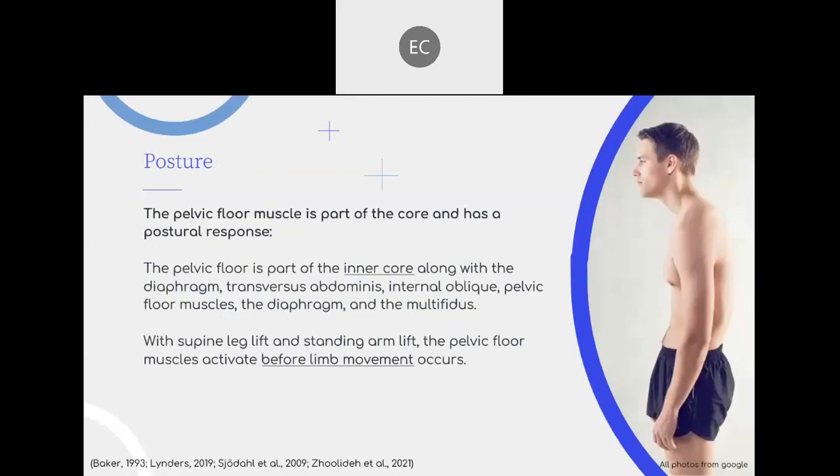Okay, so first we'll talk about the pelvic floor. The pelvic floor works with the rest of the core to stabilize the trunk during movement. These are all summaries of the research; I didn't want to overwhelm you with research, so I just put the summaries instead. The pelvic floor is part of the inner core. It works with the diaphragm, the transverse abdominis, internal oblique, and the multifidus. And it has been shown that with supine leg lift and standing arm lift, the pelvic floor muscles activate before limb movement occurs.